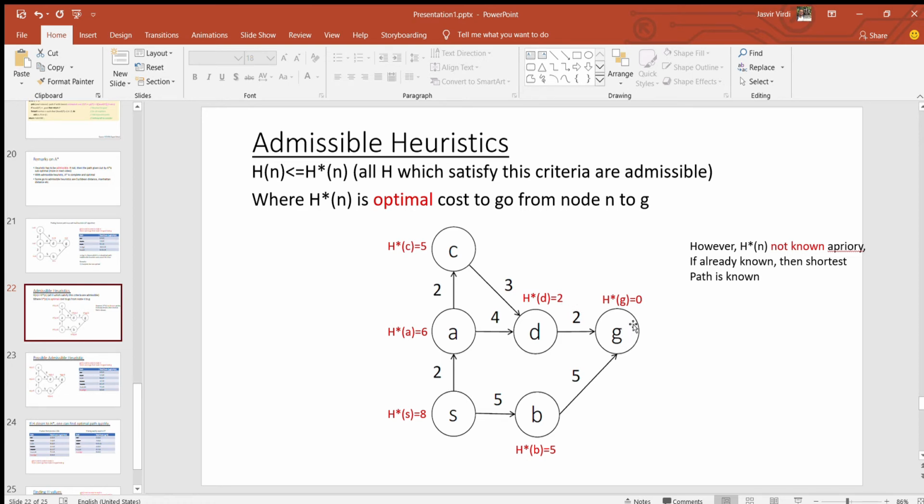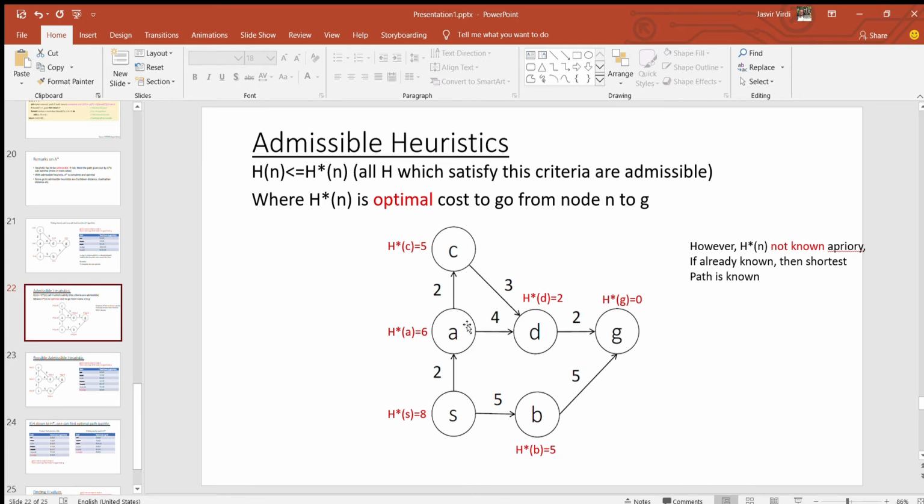For instance, if you're at goal node G, then h*(n) would be 0 because you're going from goal to goal. If you're at node D, then there is only one path that exists from D to G, so that cost is 2. So the optimal cost to go becomes 2. Similarly for B, it's easy to find out that h*(B) would be 5. If you are at node C, then again it's similar to B and D. The optimal cost to go from C to G would be 3 plus 2 units, which is 5.